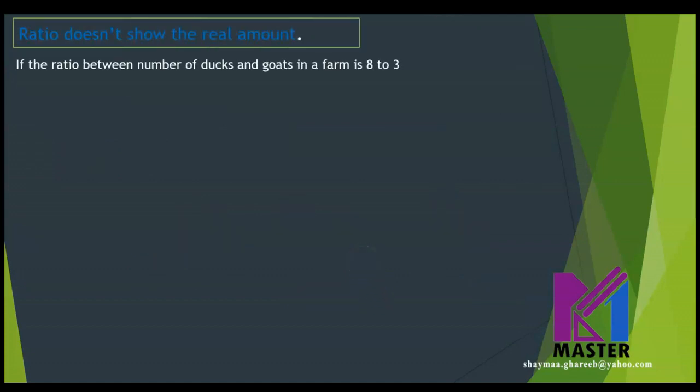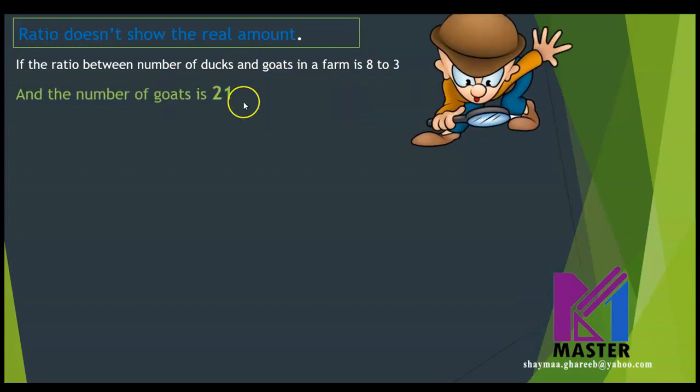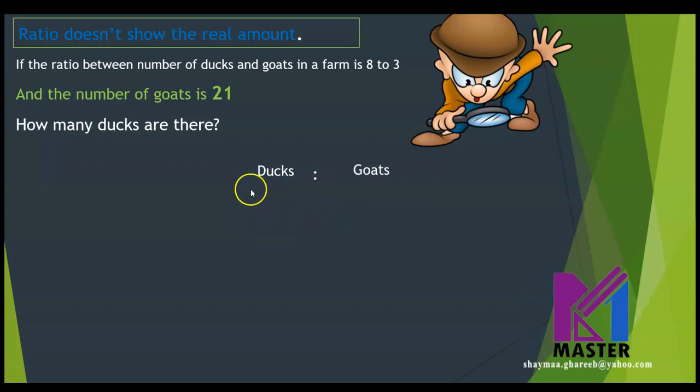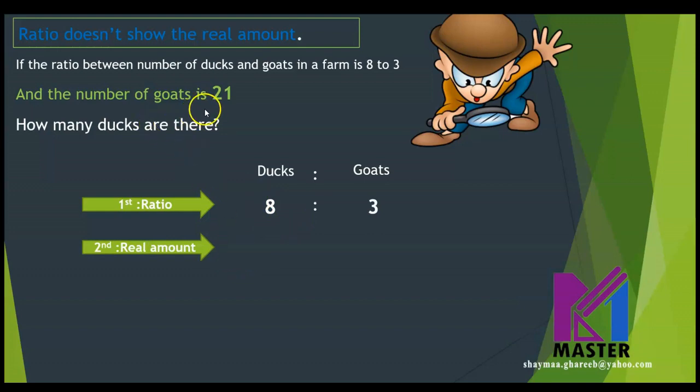Let's see another example. If the ratio between number of ducks and goats in a farm is 8 to 3, and the number of goats is 21, how many ducks are there? So first we are going to write the names. We have ducks, goats, and the ratio is 8 to 3. And the real amount that I know, the number of goats, which is 21. So I will write the 21 under the goats.